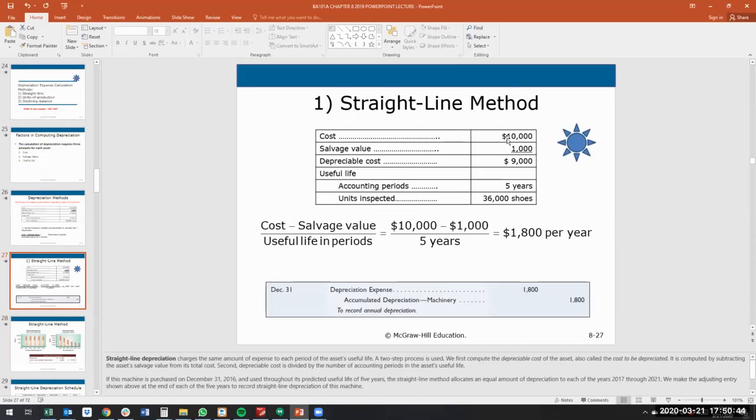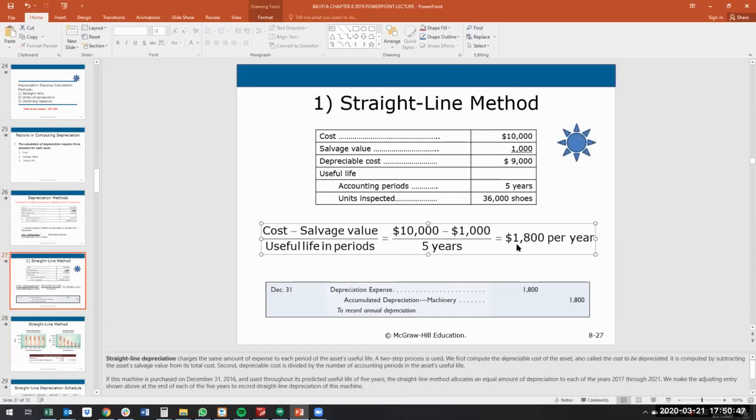So cost minus salvage value, 9,000 divided by the 5 years, 1,800 per year. Then we'll just debit depreciation expense, credit accumulated depreciation. We had this on the exam. Some students, there was a trick question there because it was for part of the year. So remember, if we get this in June or July, you have to account for the amount of months left or the amount of days left in the year and then allocate accordingly.